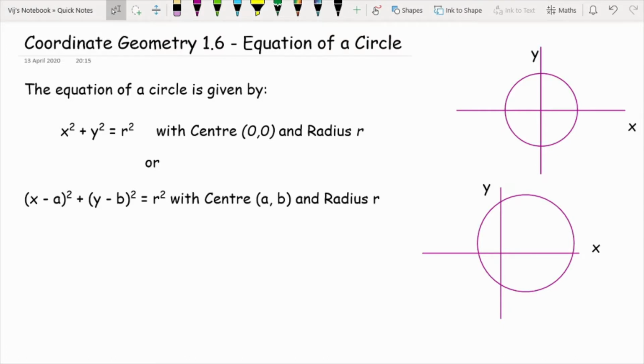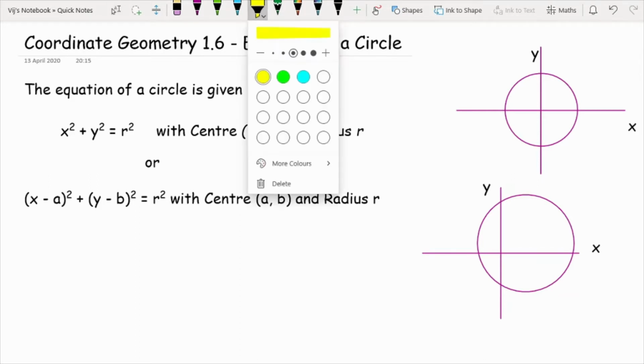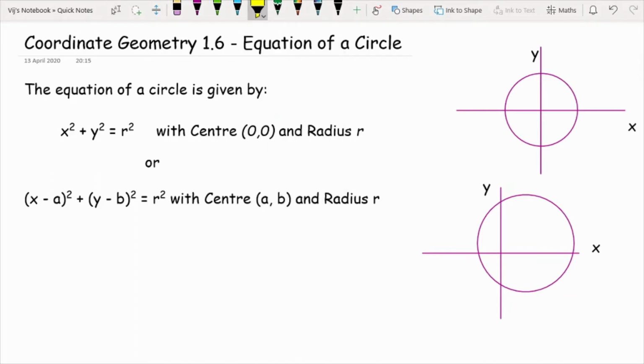Now at GCSE level, you may have come across the equation of a circle before, and it was usually in the format of x squared plus y squared equals r squared, with centre 0, 0 and the radius of r. However, at this particular level, what we're probably looking at is its more generic formula, or universal formula as I like to call it, which is (x minus a) squared plus (y minus b) squared equals r squared, with the centre (a, b) and radius r.